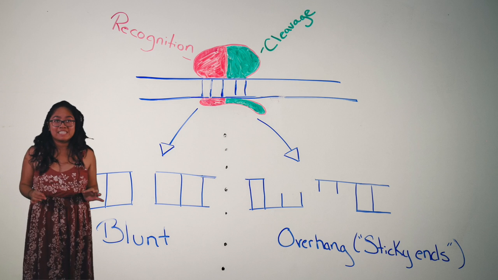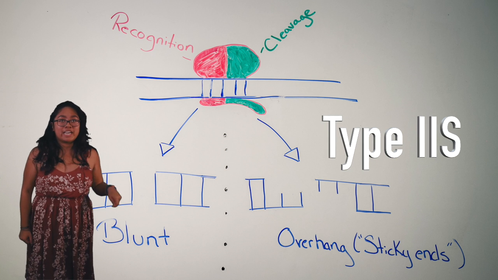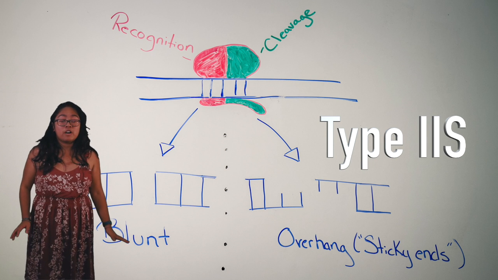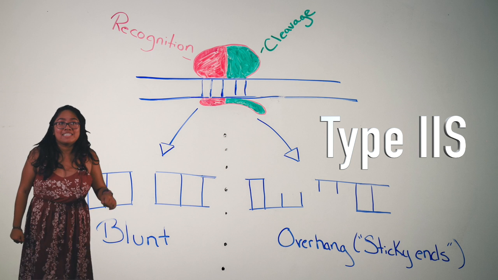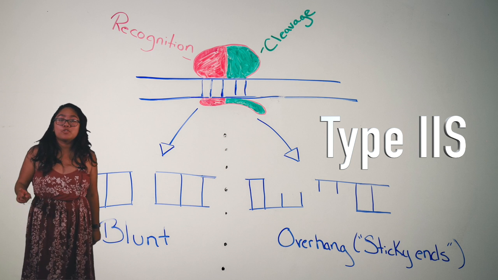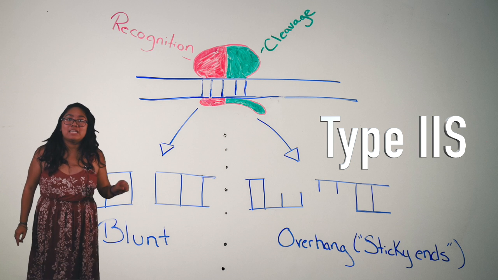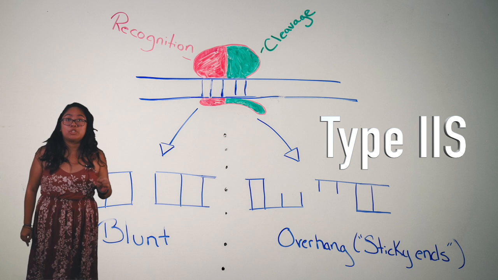We're going to be discussing a very important tool called Type 2S restriction enzymes. You're probably already familiar with the functions of a restriction enzyme, which cleave DNA at specific points within a DNA sequence. This is a very useful tool to us as researchers because they let us manipulate and edit DNA for purposes such as DNA fragmentation and gene cloning.